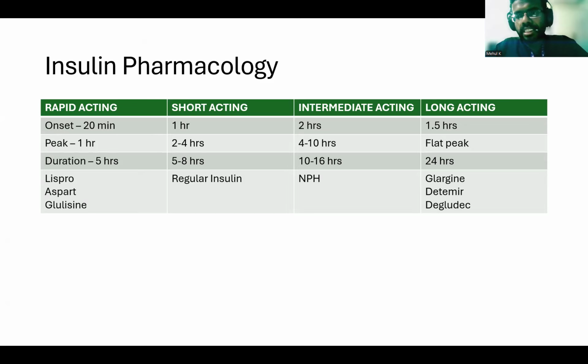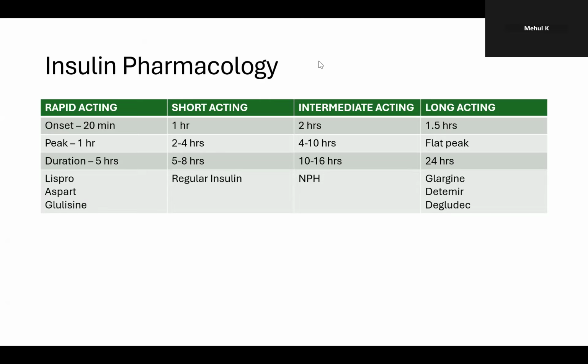It's basically NPH. They do not have long-acting insulin, so they use intermediate-acting insulin twice daily, which more or less acts like a long-acting insulin. Then you have long-acting insulin, which is basically the ideal method of providing basal insulin, a 24-hour peakless insulin like glargine.